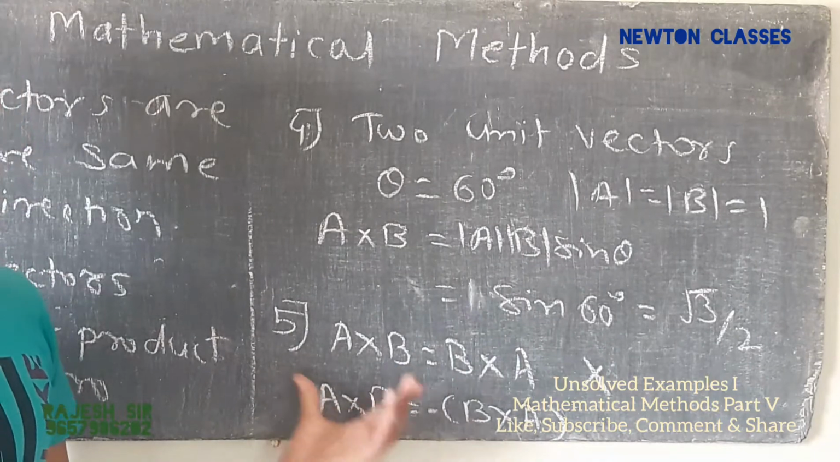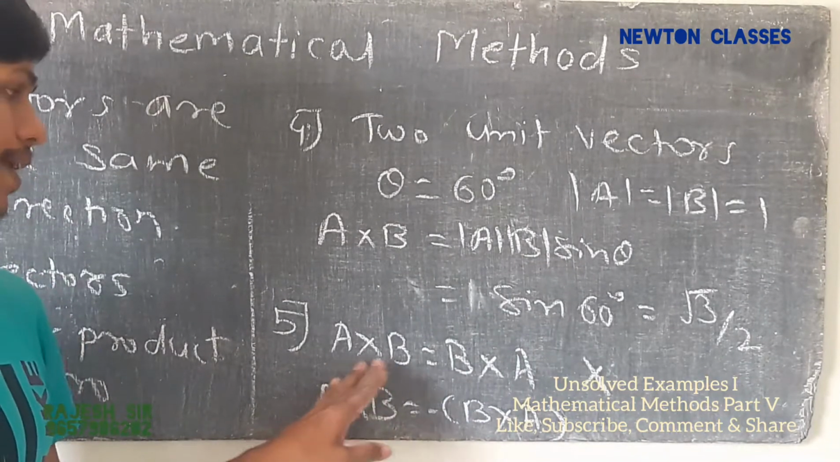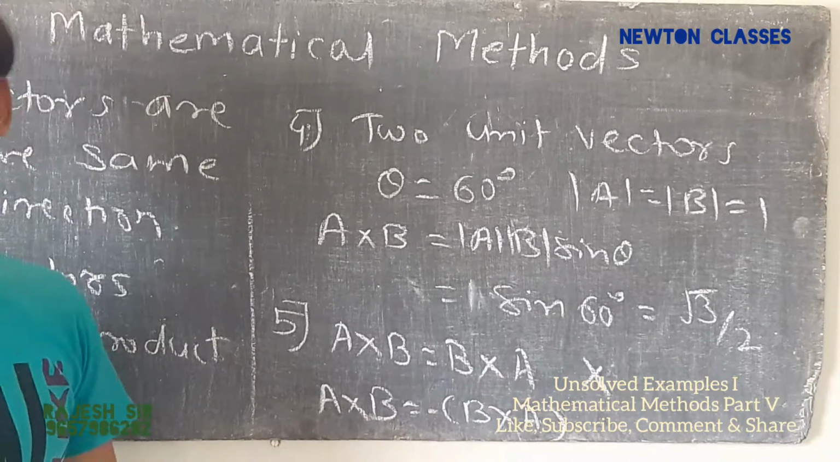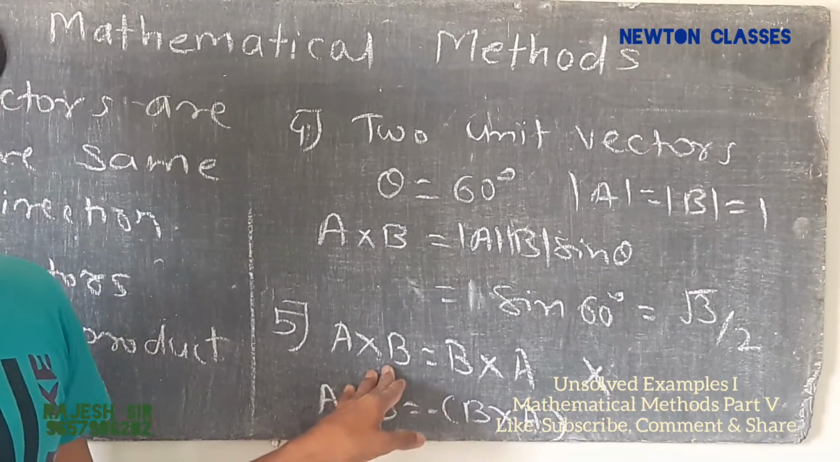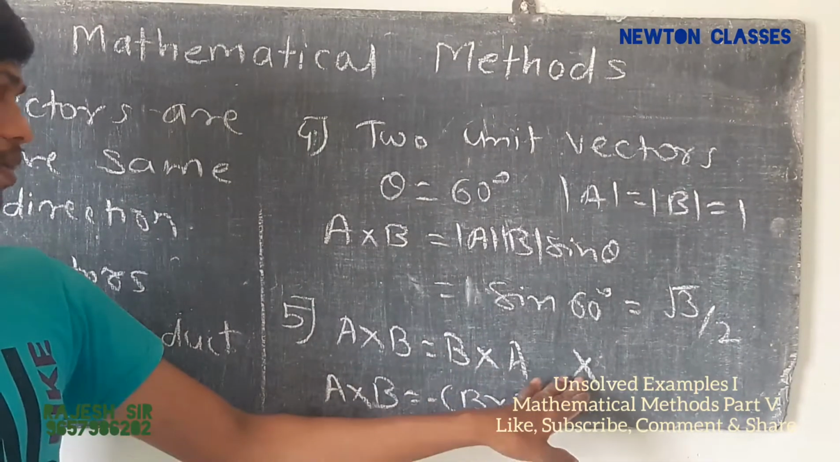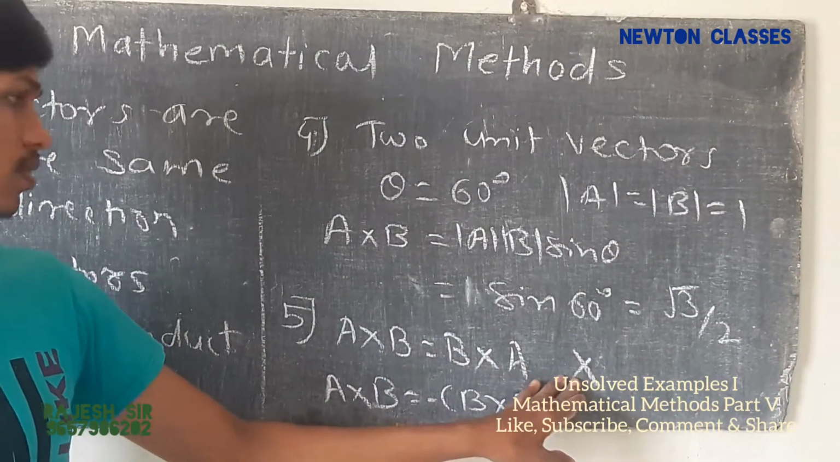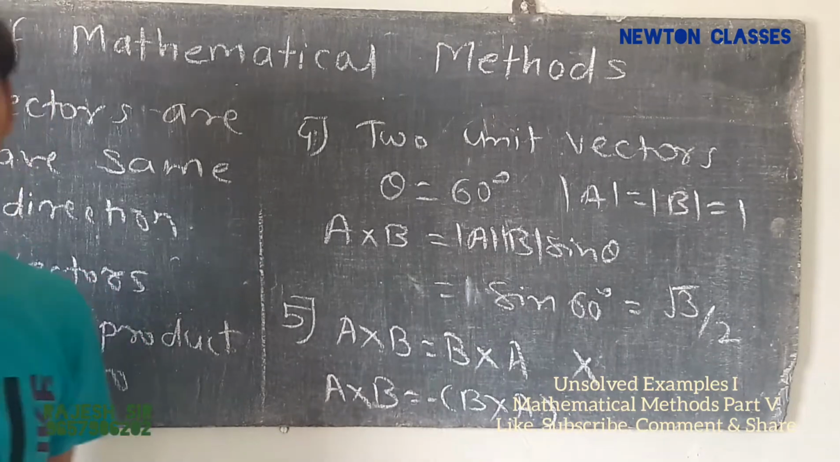And the last question: is the identity A cross B is equal to B cross A? Remember, the cross product, that is the vector product, is not commutative. Therefore this will be wrong. So this is the answer of the last MCQ.